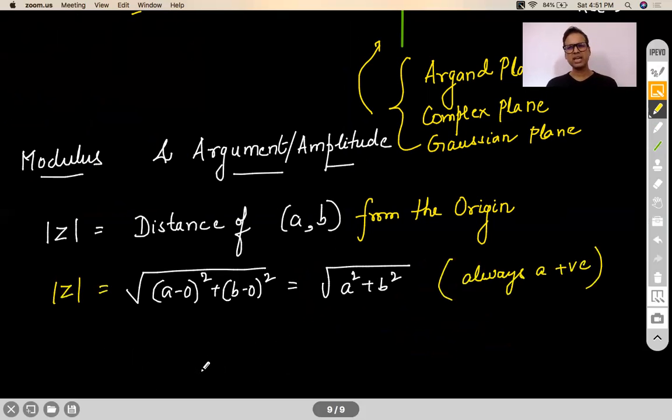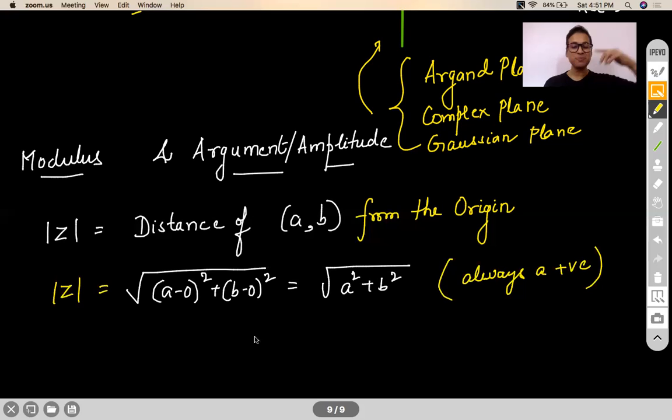How will it be used? Where will it be used? We'll understand in some time. But just understand as of now what modulus is. Modulus of a complex number is nothing but the distance between the complex number, represented like a point on the Argand plane, and the origin. It is defined like that, Anurag. You cannot challenge a definition. It is defined like that.